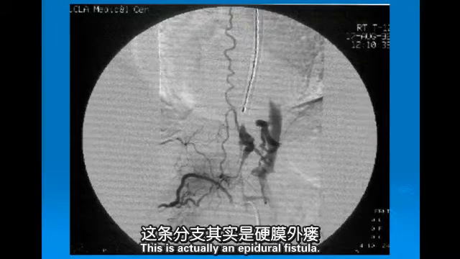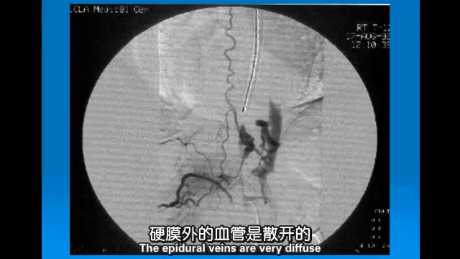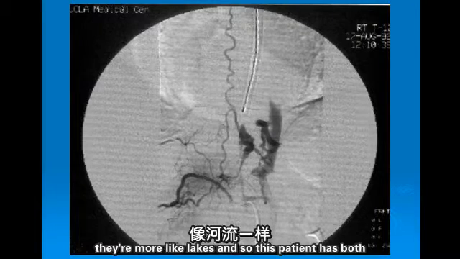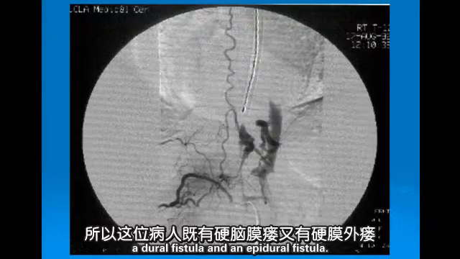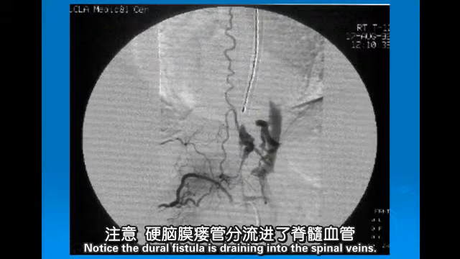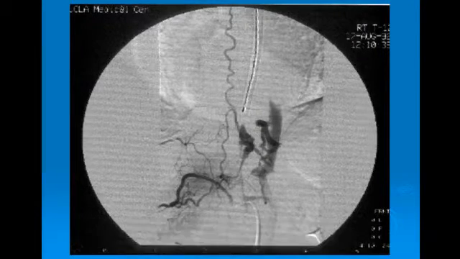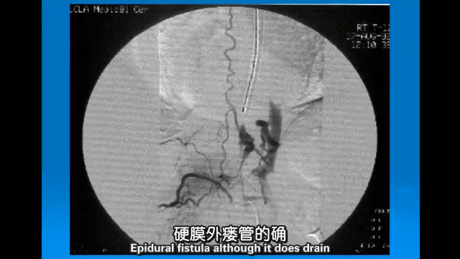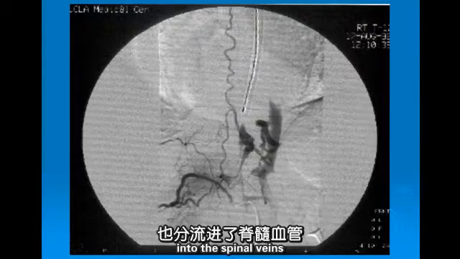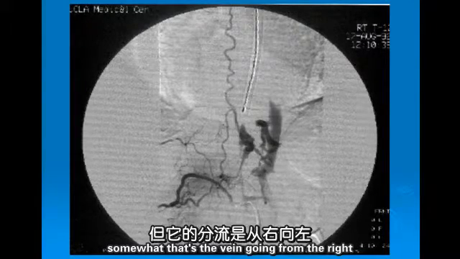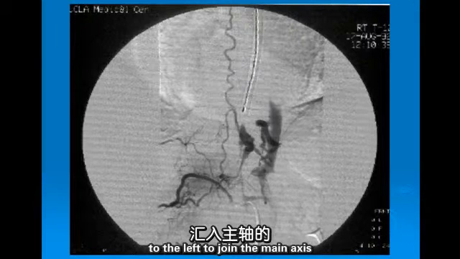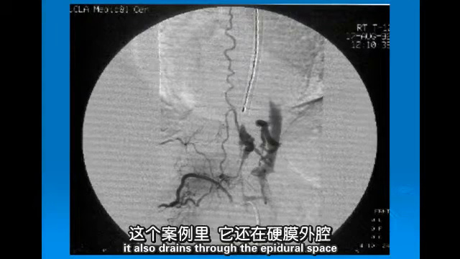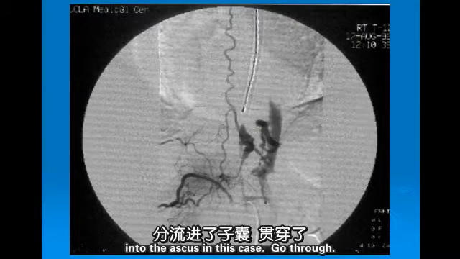This is actually an epidural fistula. The epidural veins are very diffuse. They're more like lakes. And so this patient has both a dural fistula and an epidural fistula. Notice the dural fistula is draining into the spinal veins. Epidural fistula, although it does drain into the spinal vein somewhat, that's the vein going from the right to the left to join the main axis. It also drains through the epidural space into the azygos in this case.